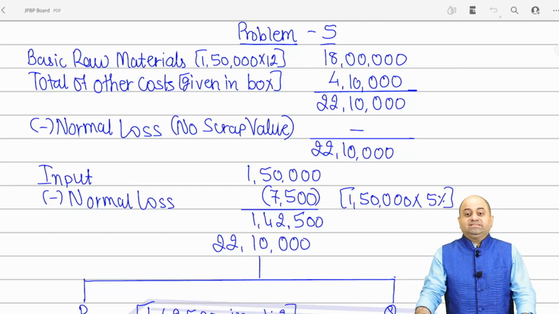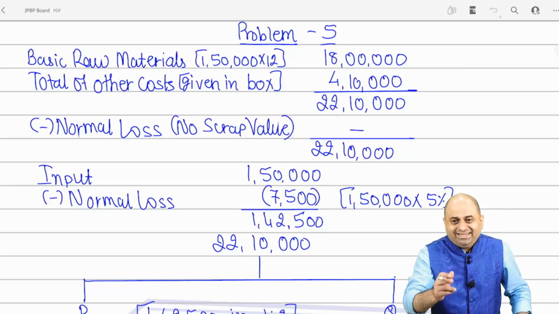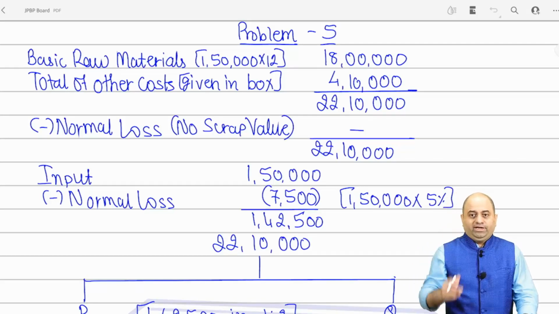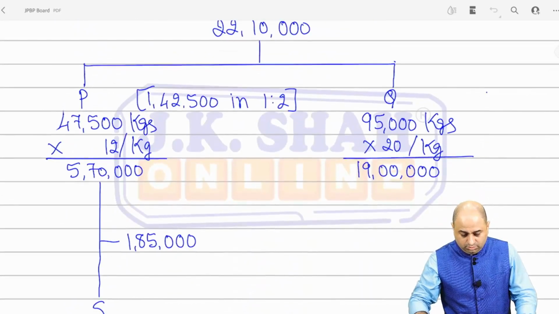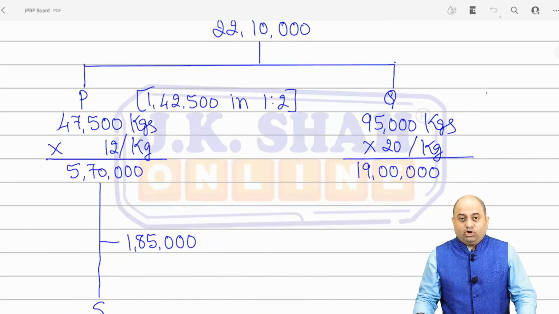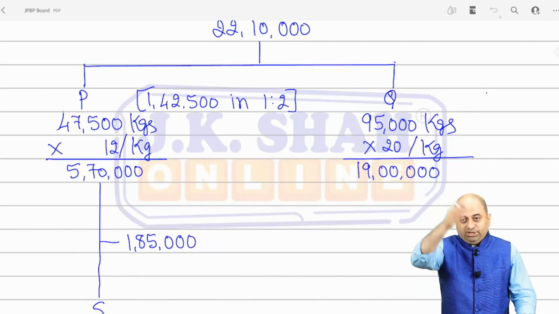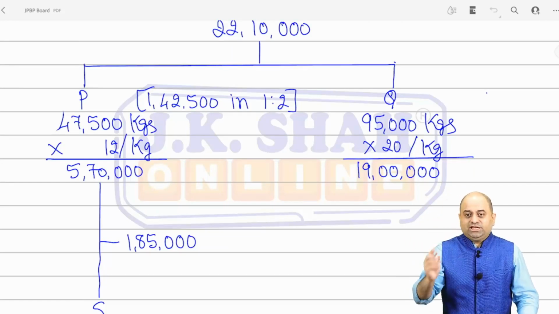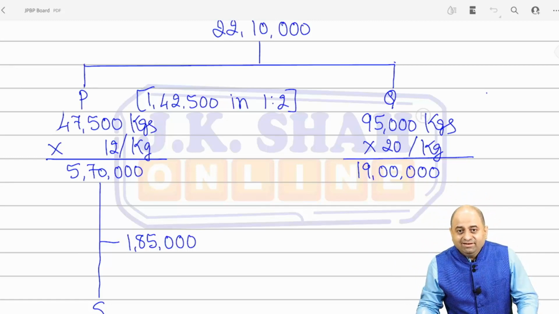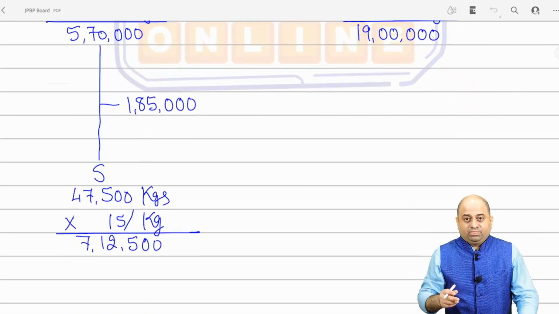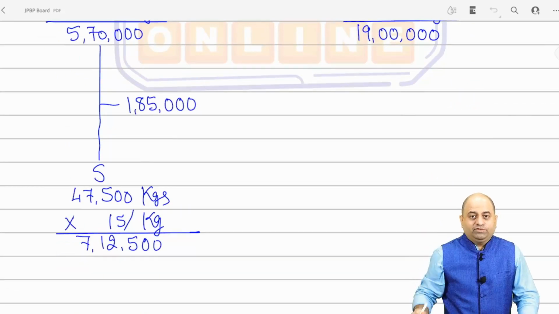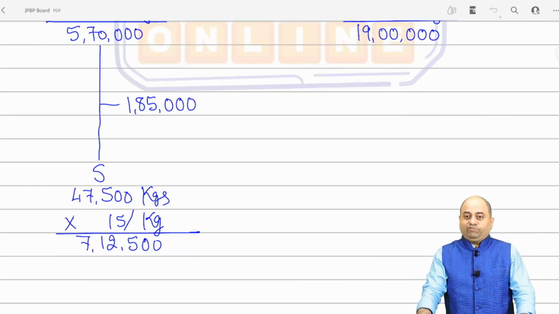Input is 150, 7,500 will be subtracted. That's kg. Quantity will reduce, no? So that is 1,42,500. 22,10,000 becomes your joint cost. 142,500 in the ratio of 1:2, so you get quantity of P and Q. 12 and 20 they have given. Actual sales value of output at split off point. And S, 47,500 kgs, one of P, one of S, 47,500 kgs into 15. So 7,12,500.